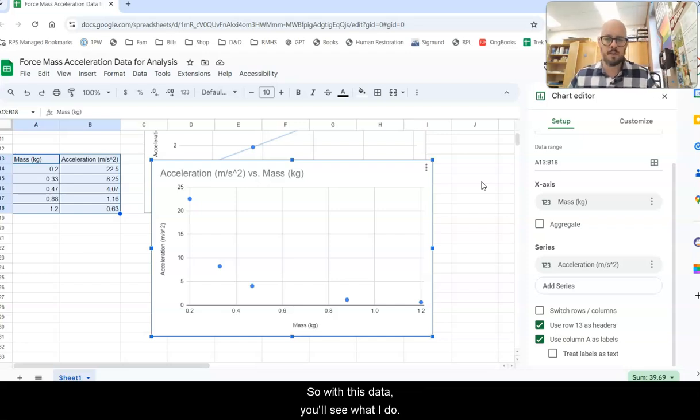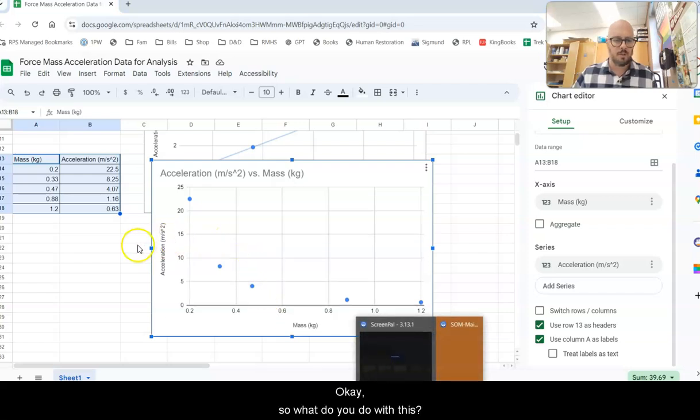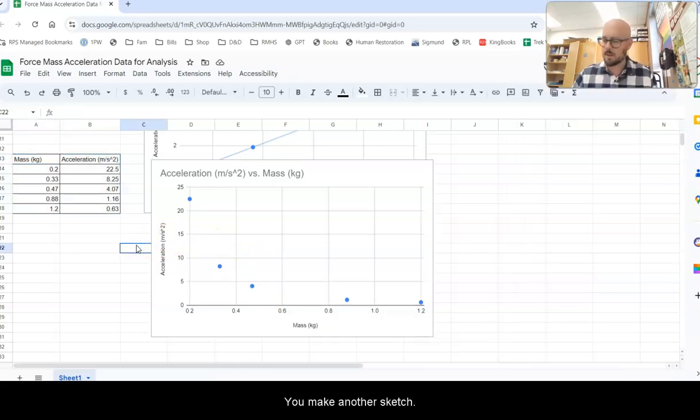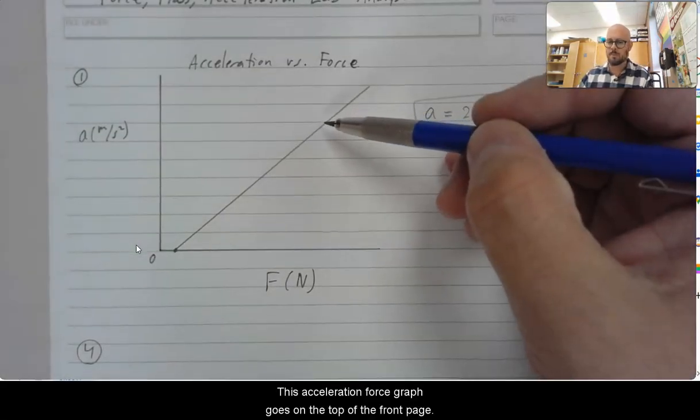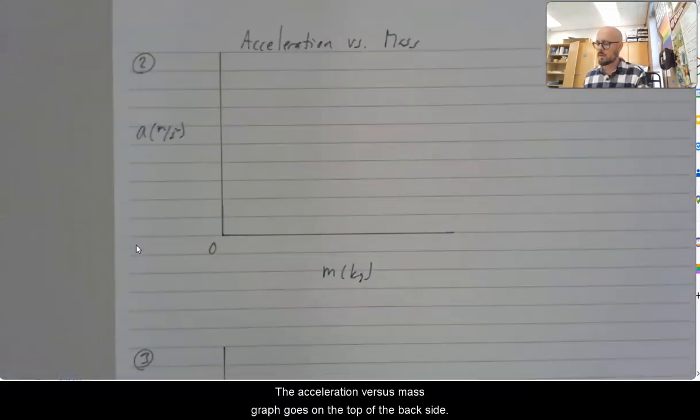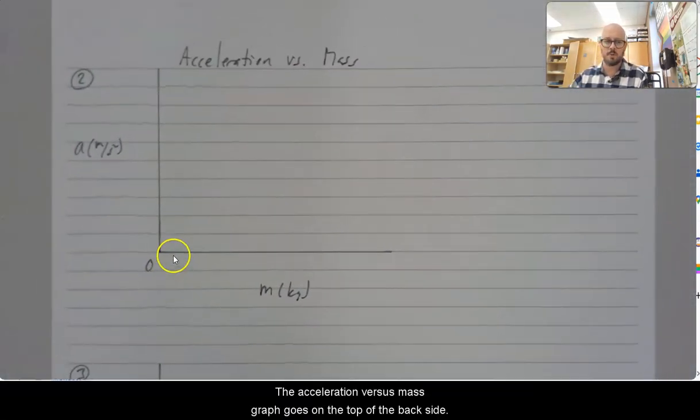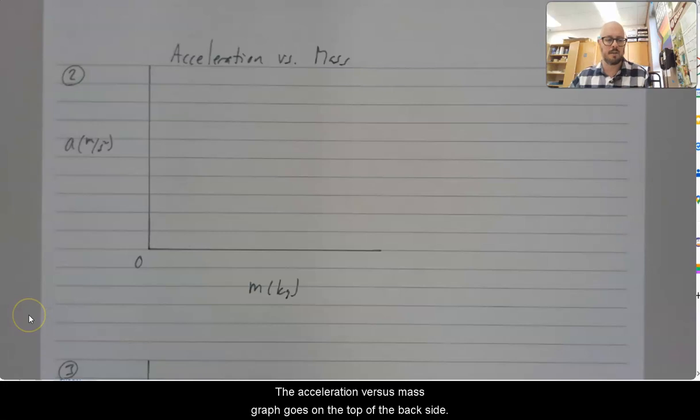So with this data, you'll see what I do, but you need to do the steps for your own data, and you will get different results than I do. Okay, so what do you do with this? You make another sketch. This acceleration force graph goes on the top of the front page. The acceleration versus mass graph goes on the top of the back side.